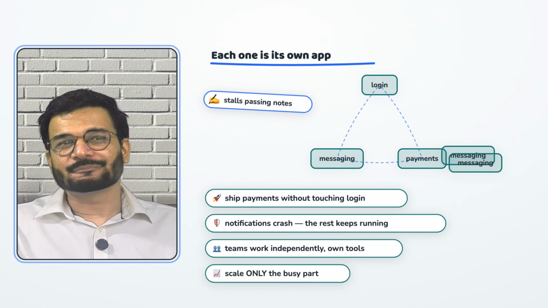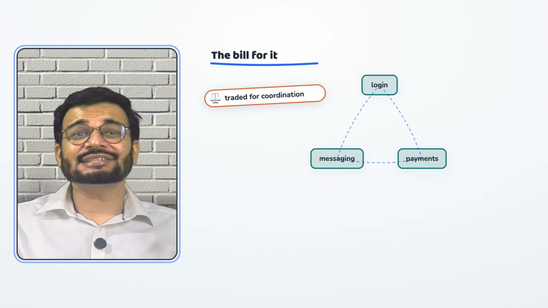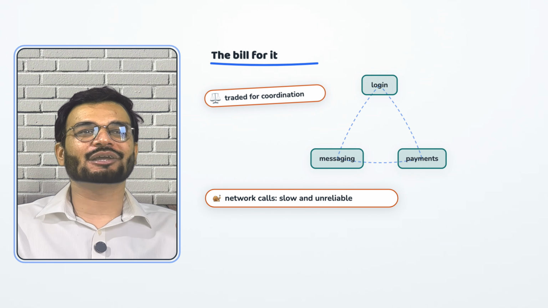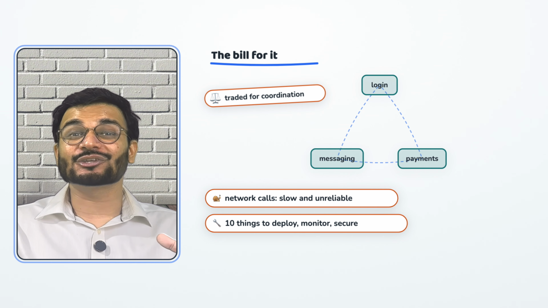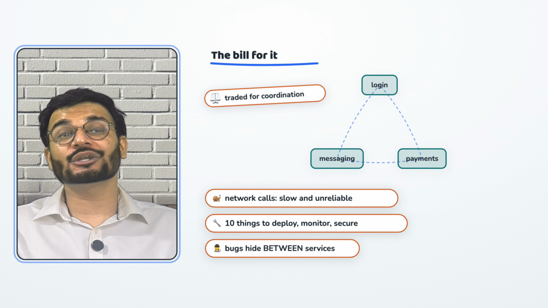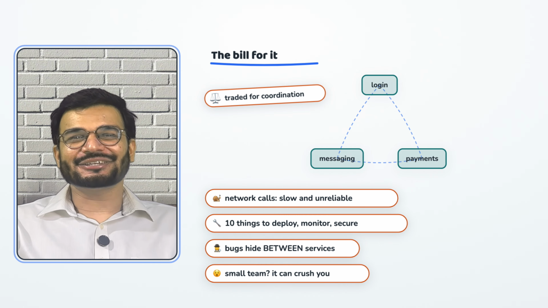But here's the big part: you've traded simplicity for coordination. Now, these services talk over a network, and networks are slow and unreliable compared to a function call. You have 10 things to deploy, monitor, and secure instead of one. Bugs can hide between the services, which is way harder to debug. For a small team or a new project, this complexity can crush you.